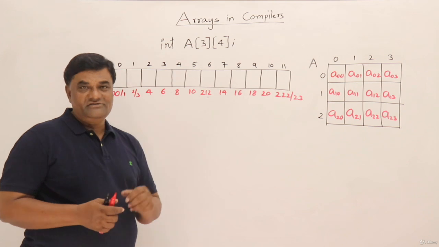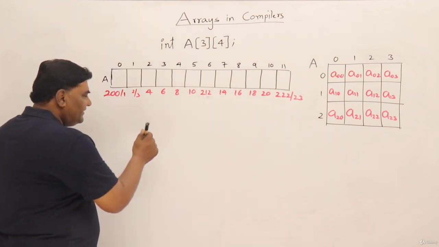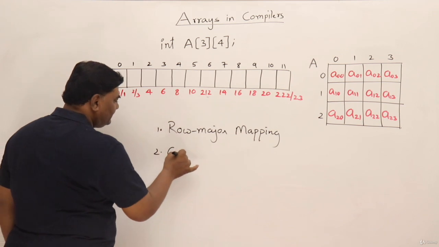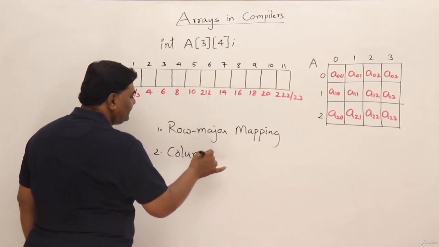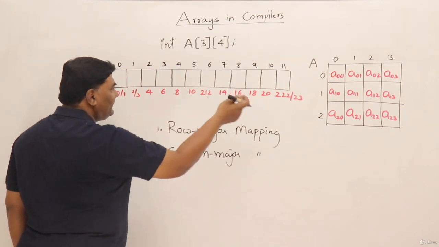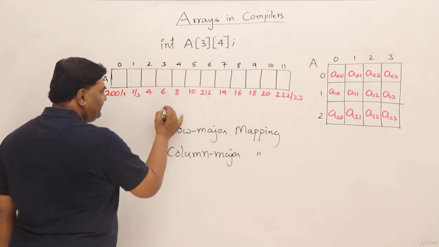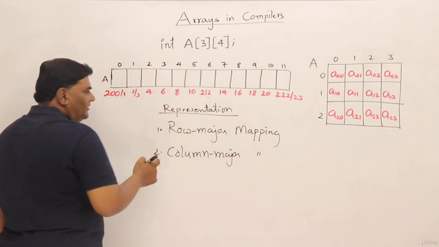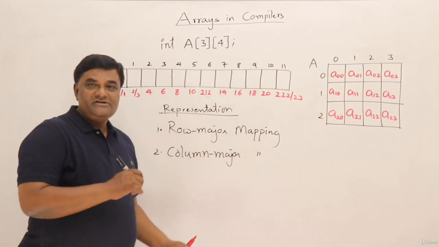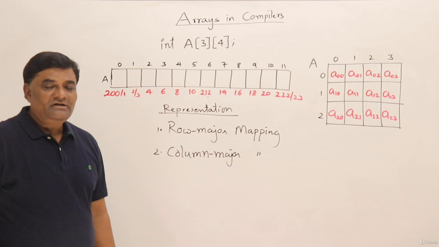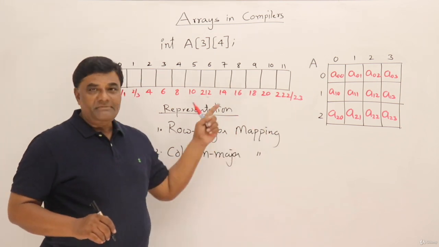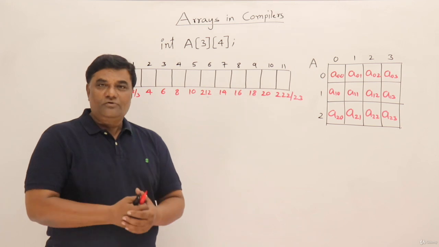So there are two methods of mapping. The first one is row major mapping, and the second one is column major mapping. So these are the two representations of a 2D array mapped on a single dimension array. We call it row major mapping or row major representation, and column major mapping or column major representation. We'll learn about both. First let us look at how row major mapping is done.